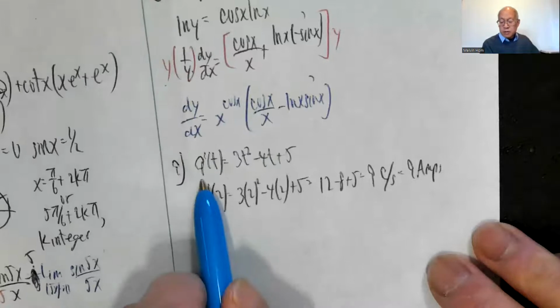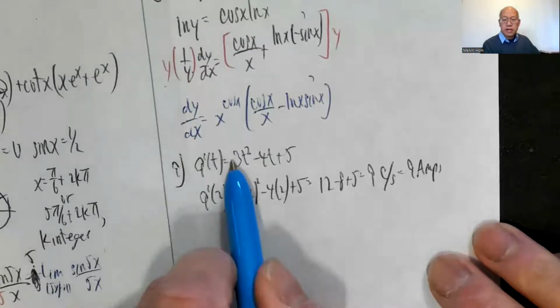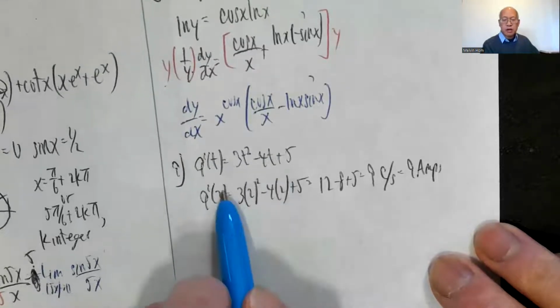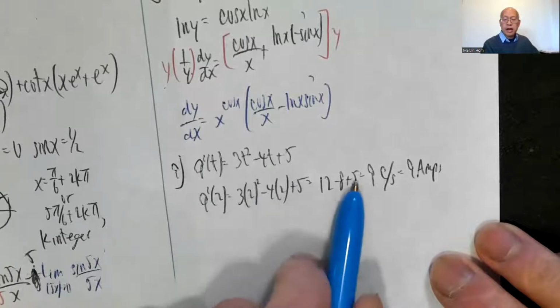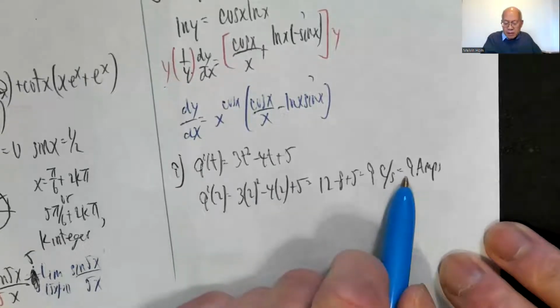Number 9, so I take the derivative, 3t squared minus 4t plus 5, plug in 2, and I get 9 coulombs per second, or 9 amps.